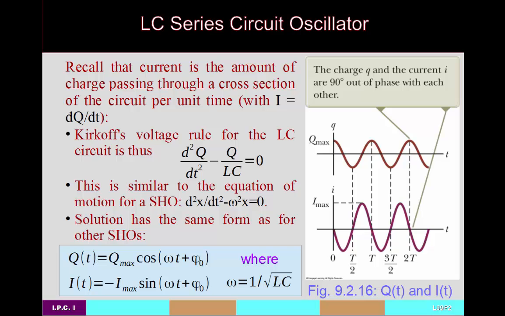Basically, that's determined by the value of the resistance. If you have a very large resistance, then it's overdamped. If you have a very small resistance, it's called underdamped. And if you have a critically damped system, you don't get any oscillations above that.